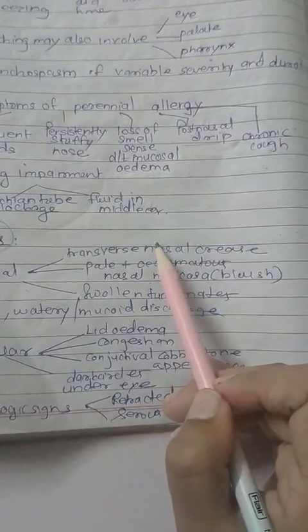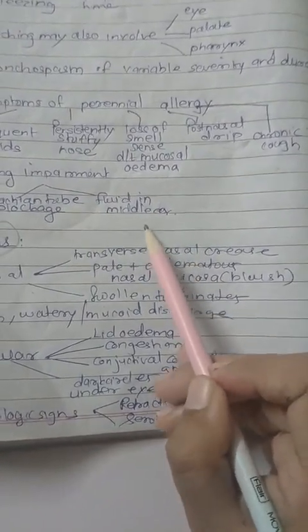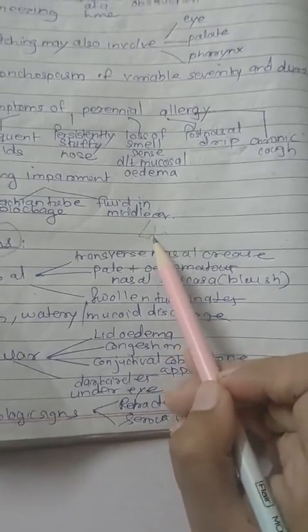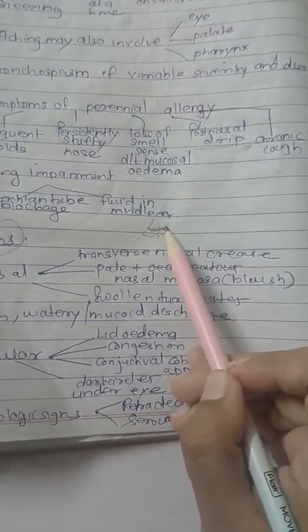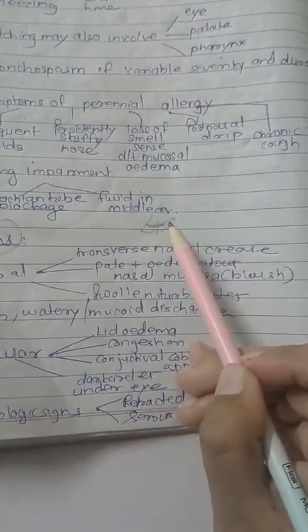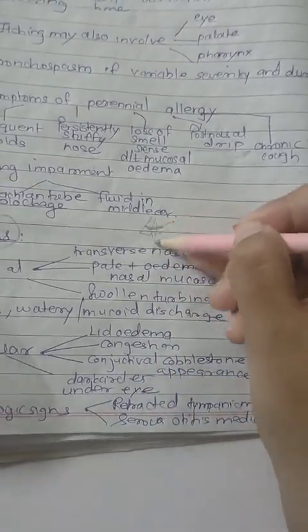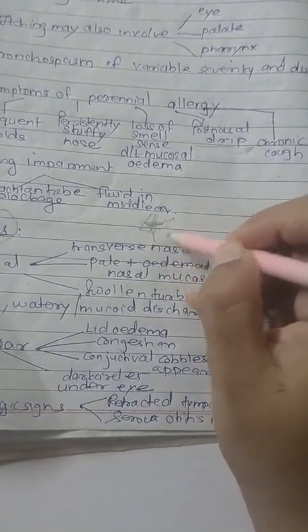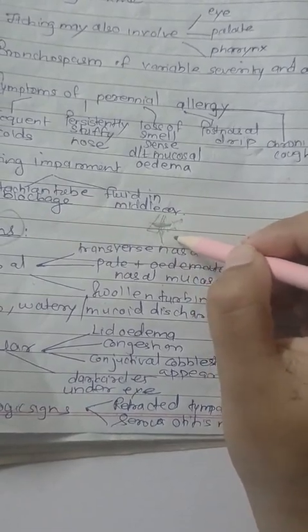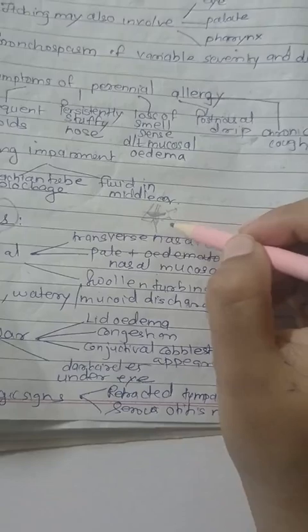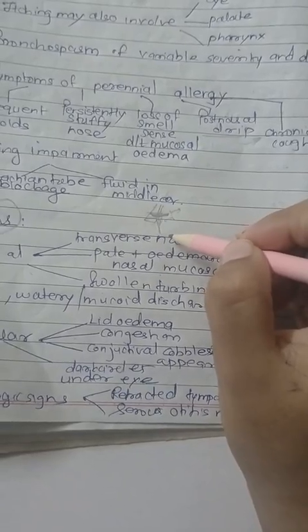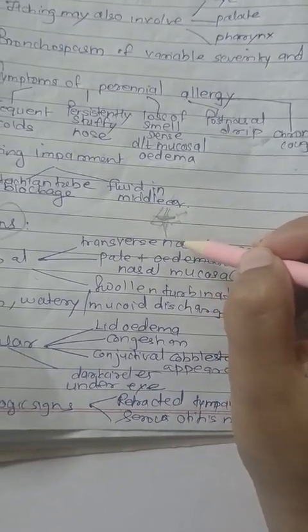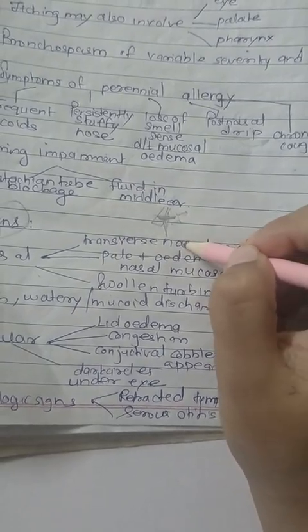Talking about this transverse nasal crease now, it's basically on our nose. There is basically a line across the midline of the dorsum of the nose. Like if this is the dorsum of the nose, across the midline of the dorsum of the nose there is a line, that is called a transverse nasal crease, and that is because of constant upward rubbing of the nose, stimulating a salute, that is allergic salute.